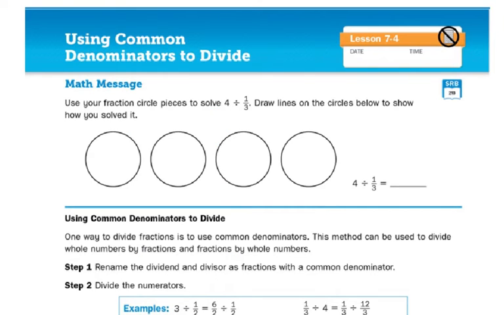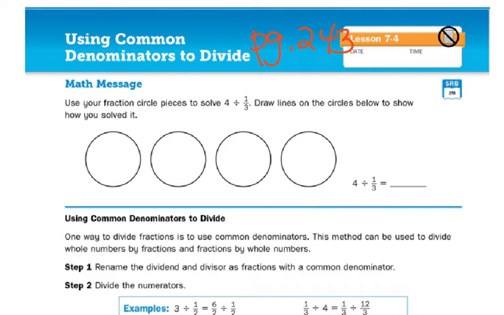We're going to move into our math journal. So go ahead and grab your math journal if it's not nearby. We are going to start on page 243. Page 243. So up at the top, using common denominators to divide.